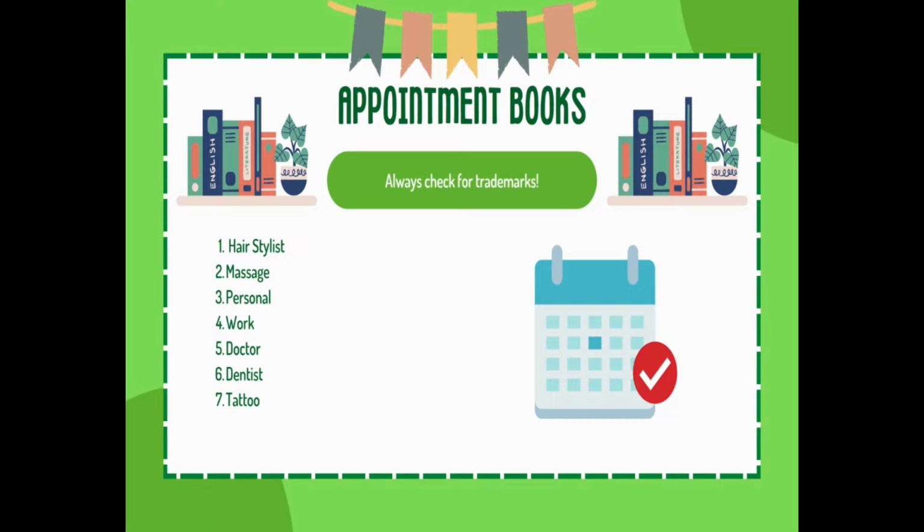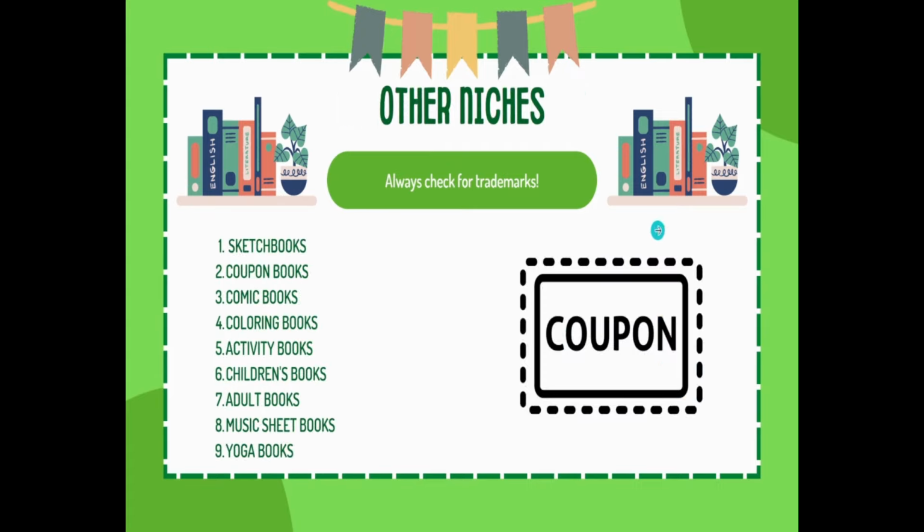a book for. People have personal appointment books. There are so many different things that you could do with this and different themes that you could have. So this is another great niche idea. Moving right along, we have other niches. So these are just a bunch of other ideas that I wanted to let you guys know about.